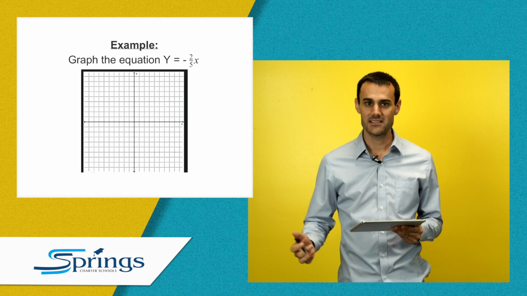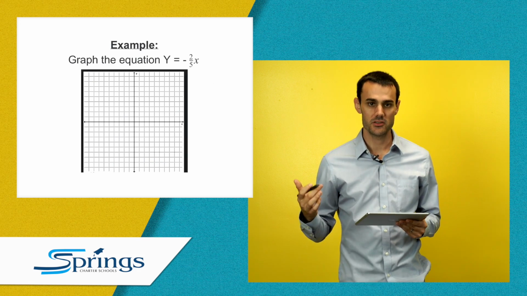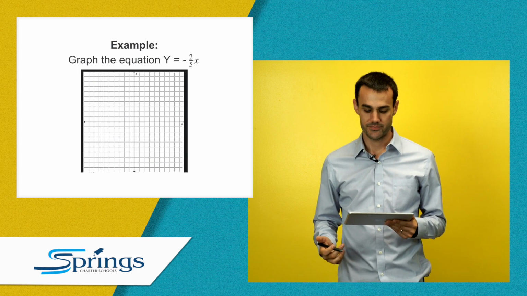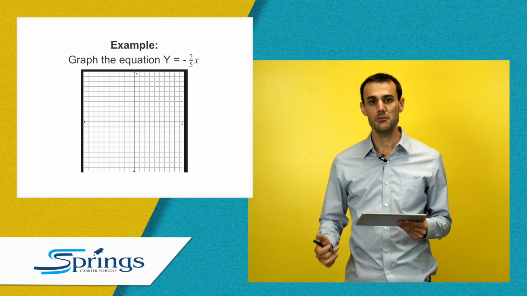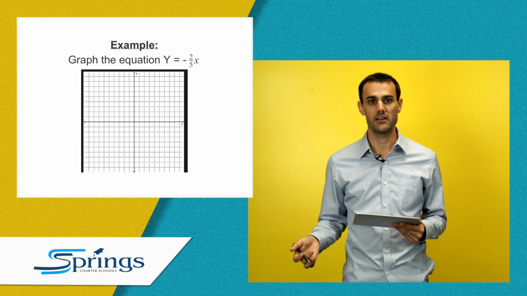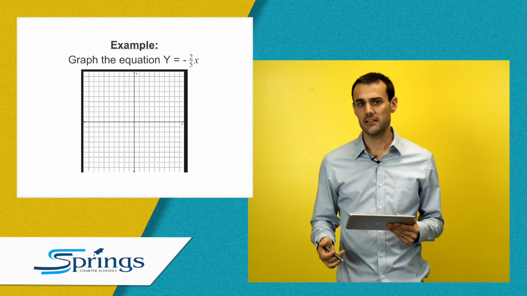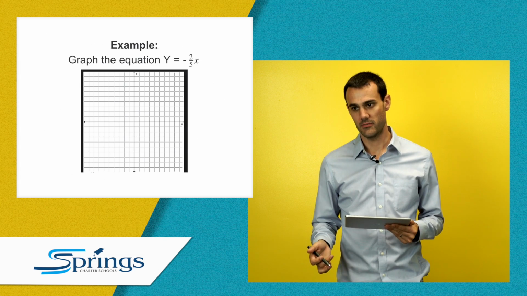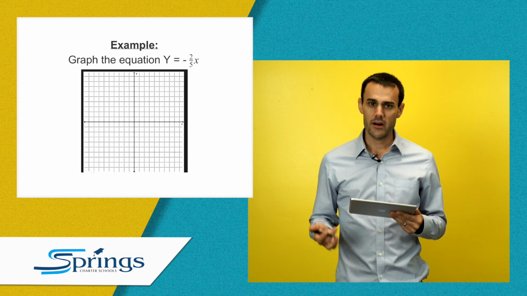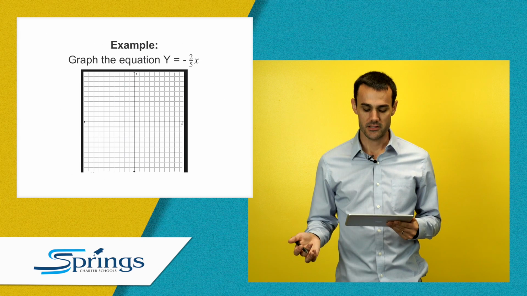All right, last example we're going to run through here. Now this one could be tricky. Let's read the equation. y equals negative 2/5 x. That's all they gave us. It's not exactly in the y equals mx plus b form. So some of us may be wondering, where is the y-intercept in this equation?